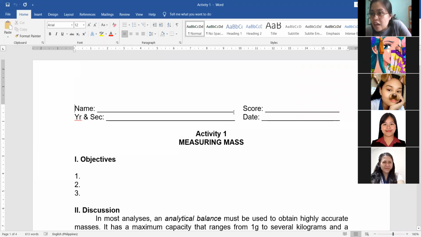Since it is only 4 o'clock, you still have 2 hours to answer this. I guess that's enough time to answer this. And then group 1, Amil, Beles, and Pilio, you will be reporting tomorrow your answers to activity number 1. Okay?